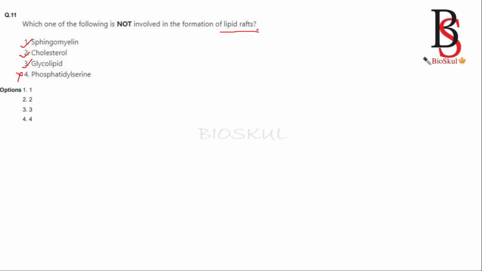As the lipid raft is present in the extracellular surface of the plasma membrane, and the phosphatidyl serine is rich in the cytoplasmic surface. So phosphatidyl serine is the wrong answer. That is option 4.